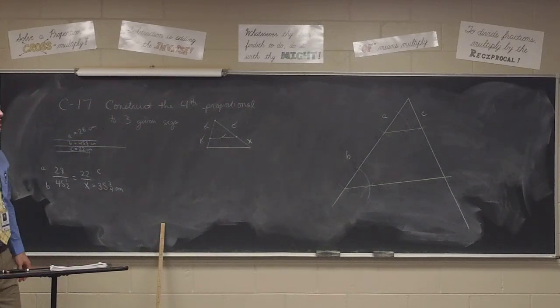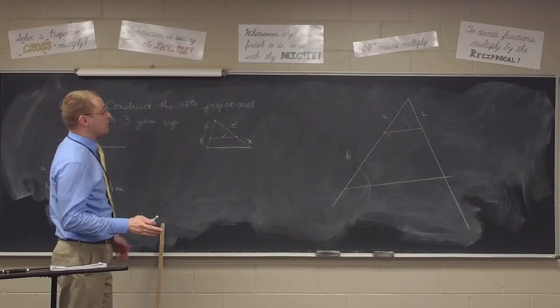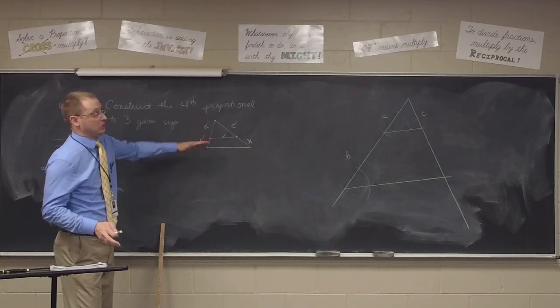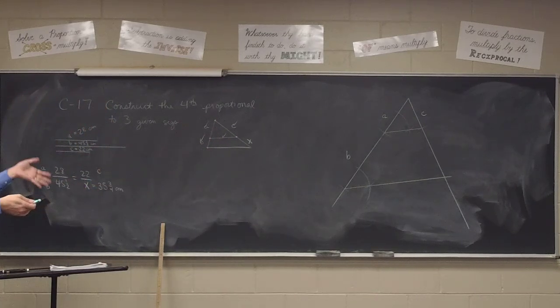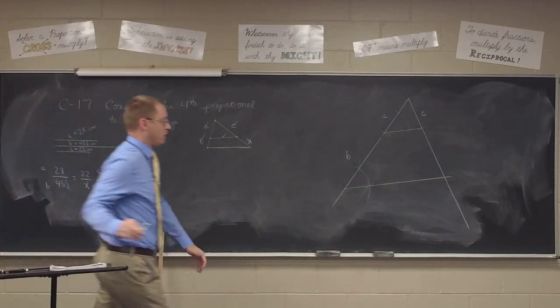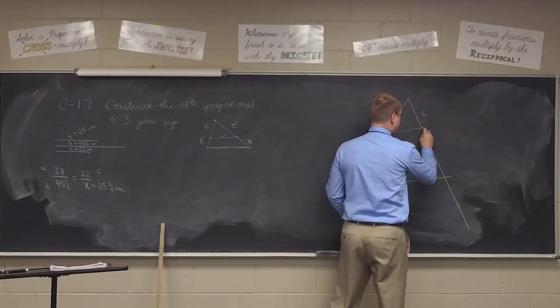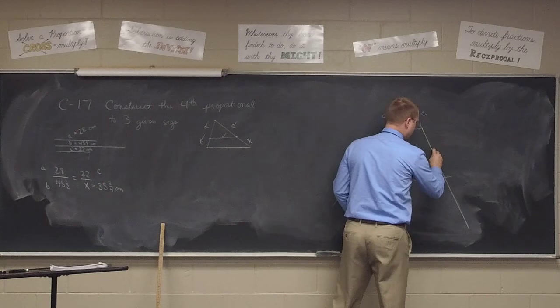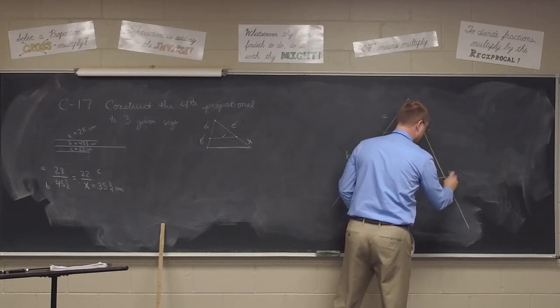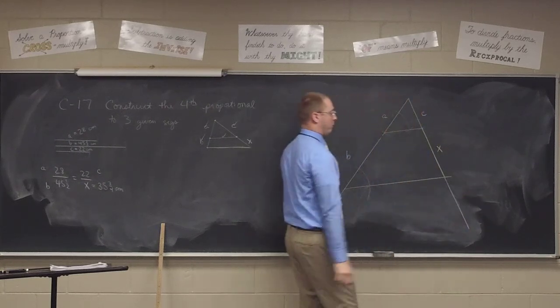And so now do you see we have formed a triangle in which there is a parallel. So we know that top is to bottom is top is to bottom. And that means that this segment right here must be our fourth proportional.